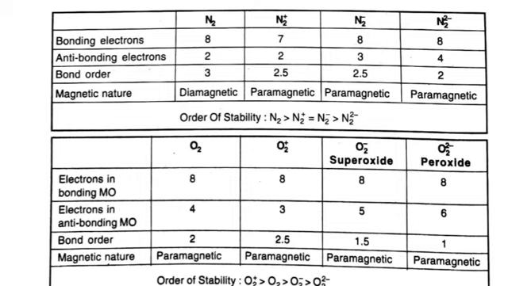And you can see here about oxygen: O2, O2 plus, O2 minus and O2 2 minus, superoxide and peroxide also. The order of stability: O2 plus is greater than O2, is greater than O2 minus, is greater than O2 2 minus. So this is the molecular orbital theory diagram, as you can understand. Now let's go ahead.